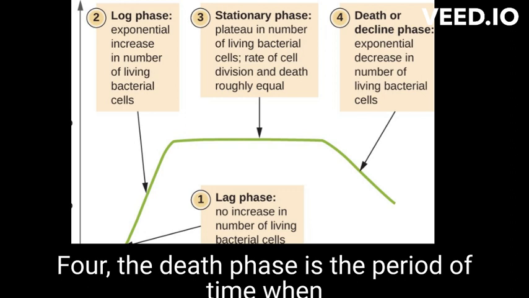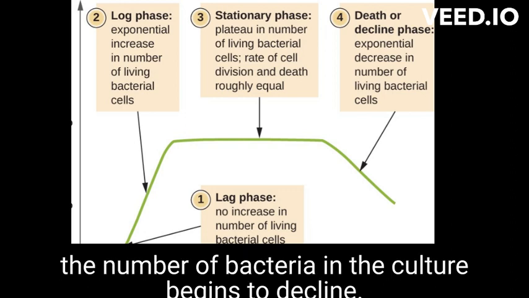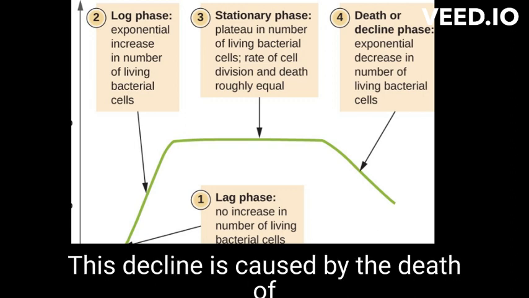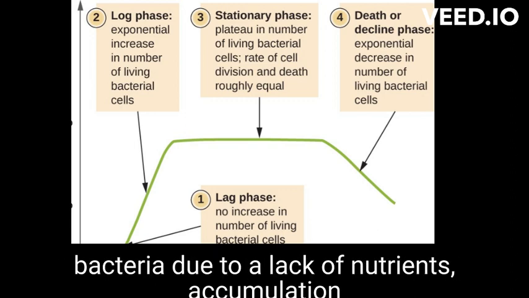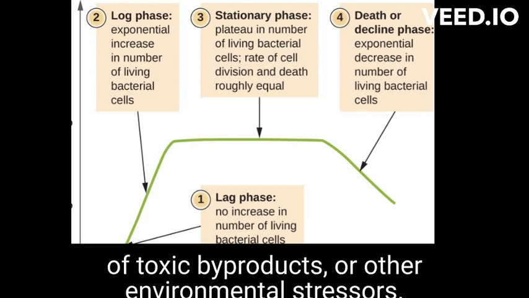4. The death phase is the period of time when the number of bacteria in the culture begins to decline. This decline is caused by the death of bacteria due to a lack of nutrients, accumulation of toxic byproducts, or other environmental stressors.